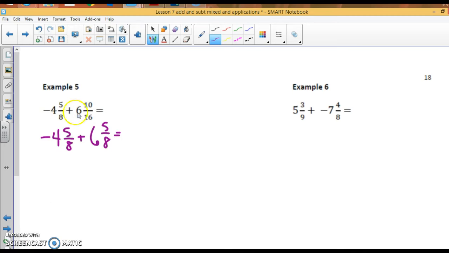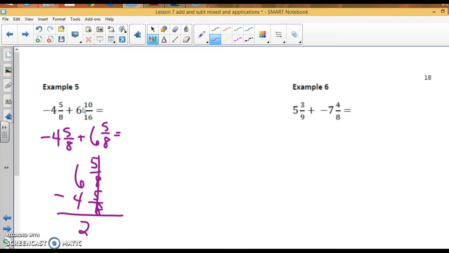So these signs are different, so I'm going to subtract. And when you subtract, put the bigger one on top. So 6 and 5/8 minus 4 and 5/8. 5/8 minus 5/8 is nothing. 6 minus 4 is 2, and it's going to be a positive 2 because that's our bigger number.